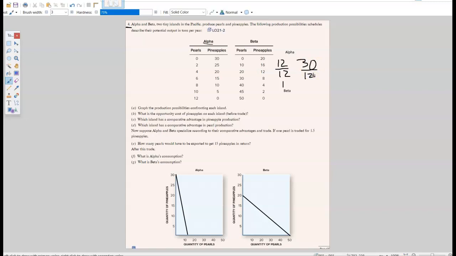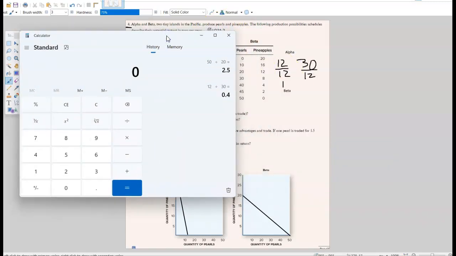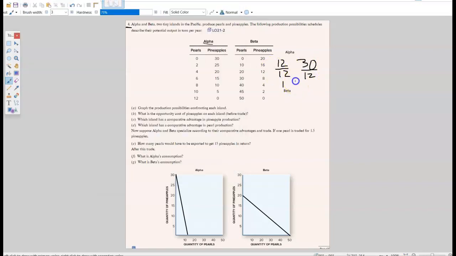And this is going to be 30 divided by 12. So let me get my trusty calculator here. Sorry, my keyboard's not working. 30 divided by 12, that's 2.5.